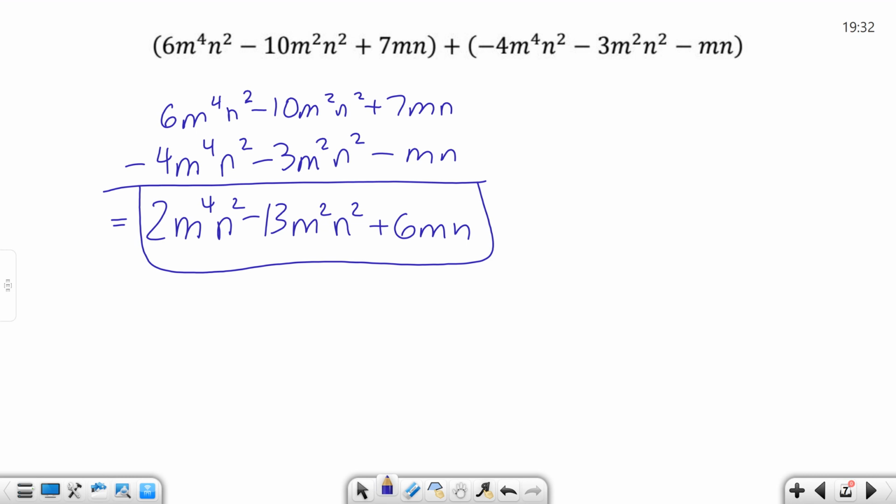All right, so it was harder writing all the stuff down than it was actually doing that, right? You can do 6 minus 4, you can do negative 10 minus 3, and you can do 7 minus 1.